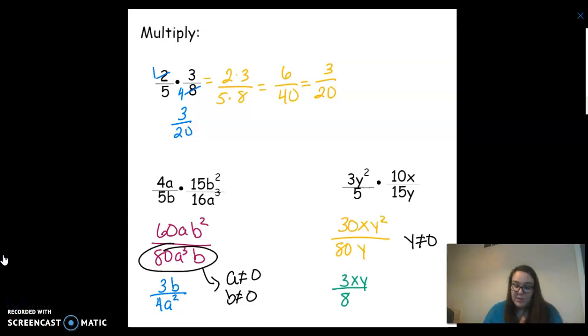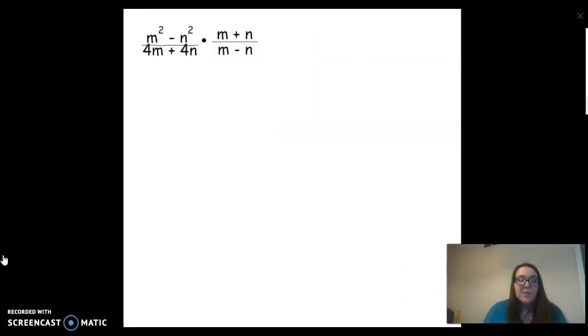Alright, right there is what you should have, including what y cannot be, because y is the only variable on that denominator. So here are these right here, m squared minus n squared over 4m plus 4n times m plus n times m minus n. What I'm going to suggest you do first always is factor, okay?